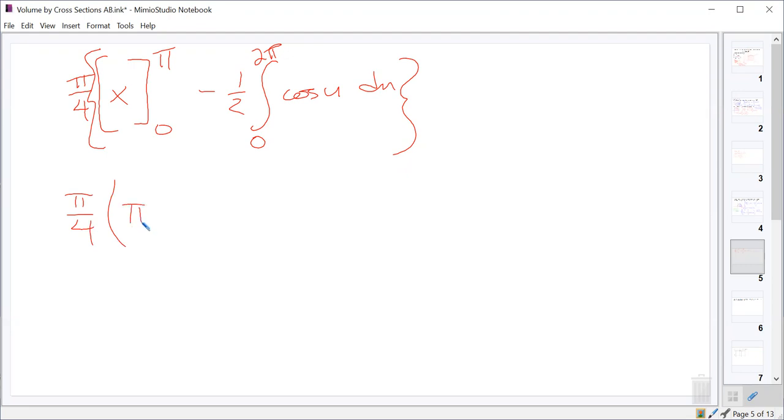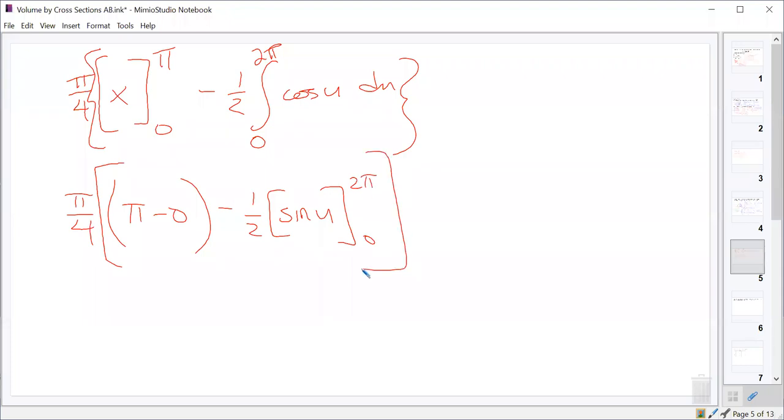x at pi is pi, and x at 0 is 0. And then we've got minus 1/2 the integral of cosine, which is sine. So we're going to evaluate sine from 0 to 2 pi. Everybody good there? Everybody at home all right? Yep. Wonderful. All right. Pi minus 0 is just pi. And then we got 1/2 of sine of 2 pi minus sine of 0.